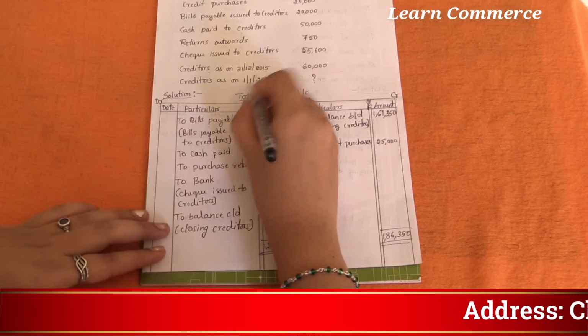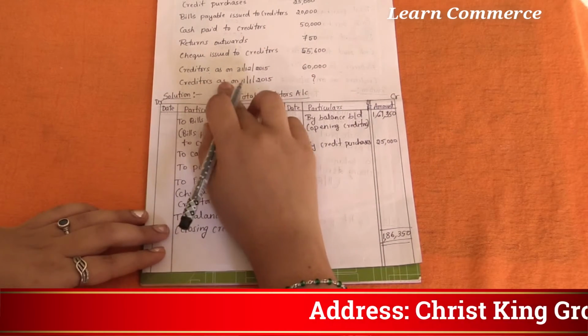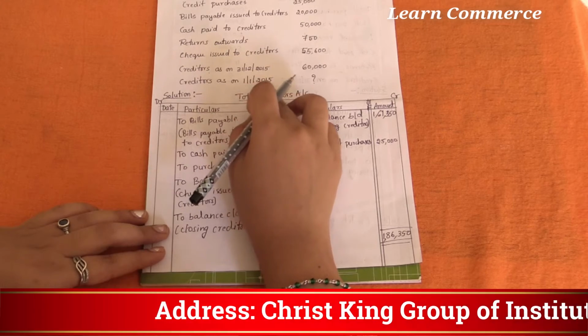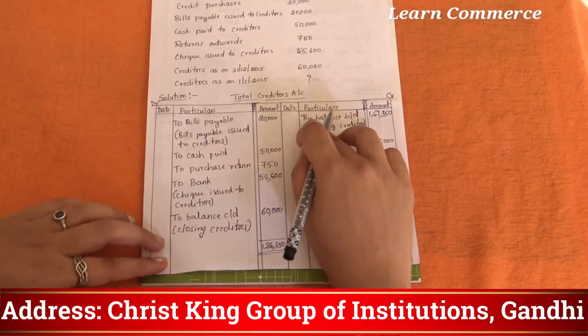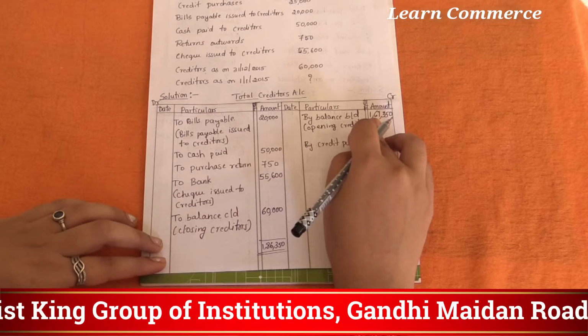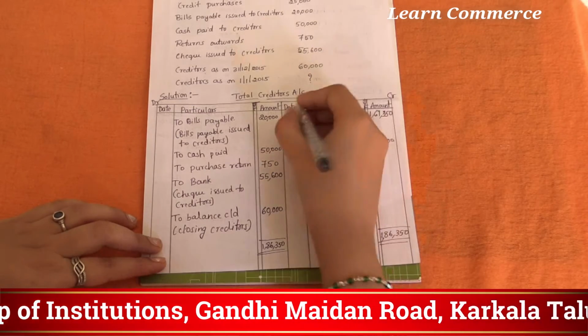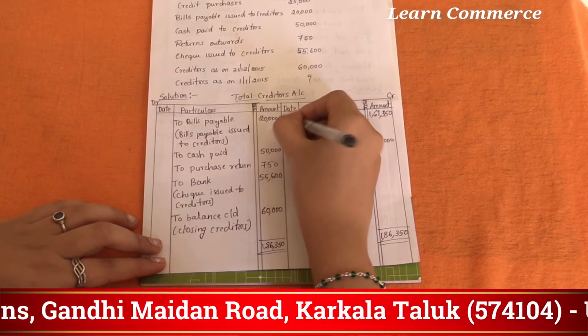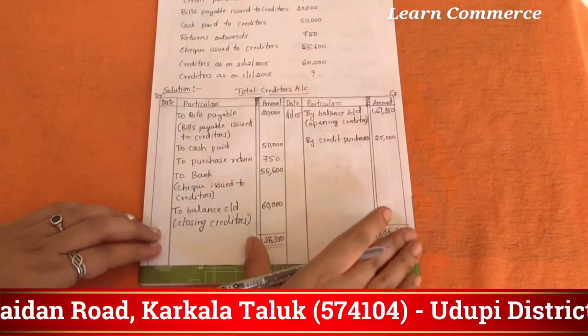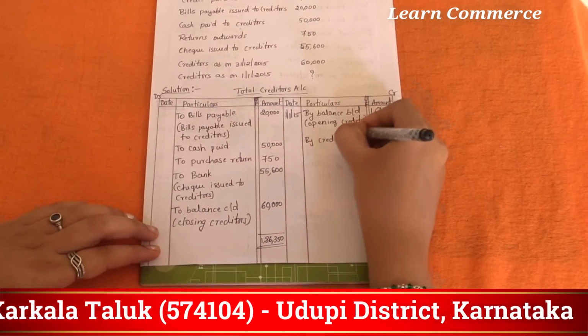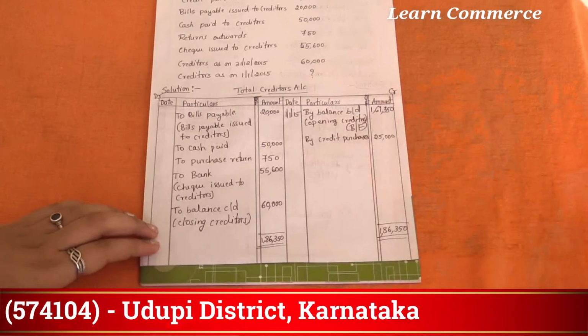The date is given here. In the question they ask you to find out creditors as on 1st January 2015. So we find out that opening creditors, that is 1,61,350. The date is 1/1/2015. It is given in the question. Yes. Here, this is the balancing figure, B by F.